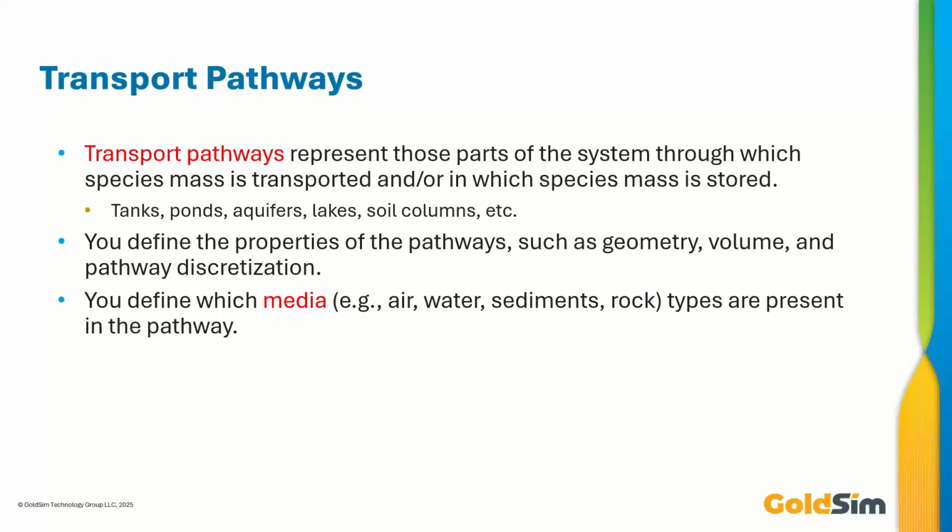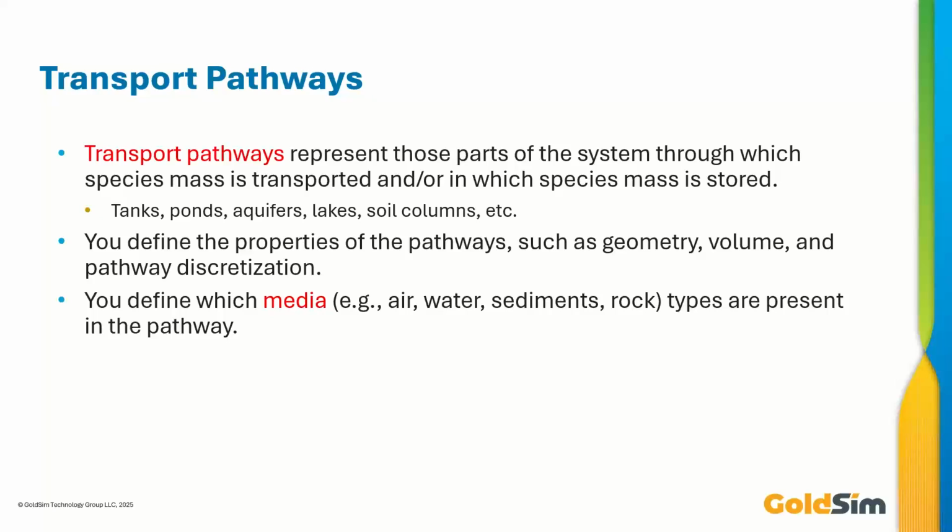So the transport pathways are the parts of the system through which mass is transported and stored. A transport pathway might be a tank. We're going to be talking about ponds and lakes, but it could be an aquifer, it could be a soil column. We're going to define these properties of the pathways, basically their volume and their geometry. We may have to discretize them, as you'll see. And then we're going to say which media are in the pathways. So if we have a pathway that represents a lake, we might say inside this lake are two media.